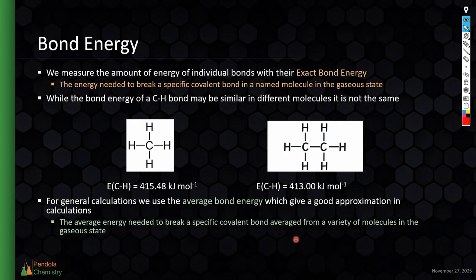In the next section, we are going to look at how we use these numbers, these bond energies, in mathematics, and how to use them with Hess's law. It is actually fairly straightforward because it's going to look a lot like the conversation we had earlier in another video about Hess cycles with chemical reactions.